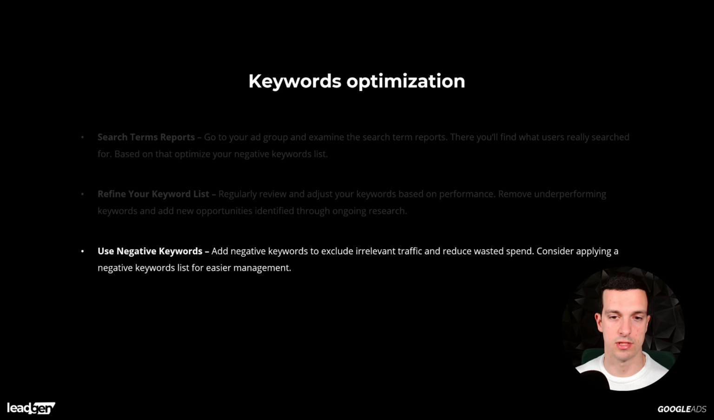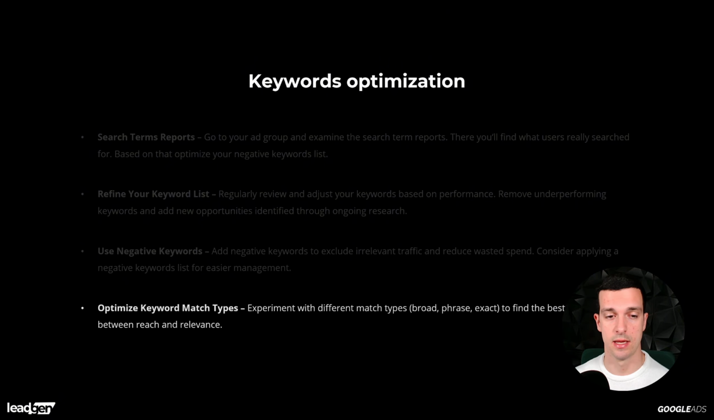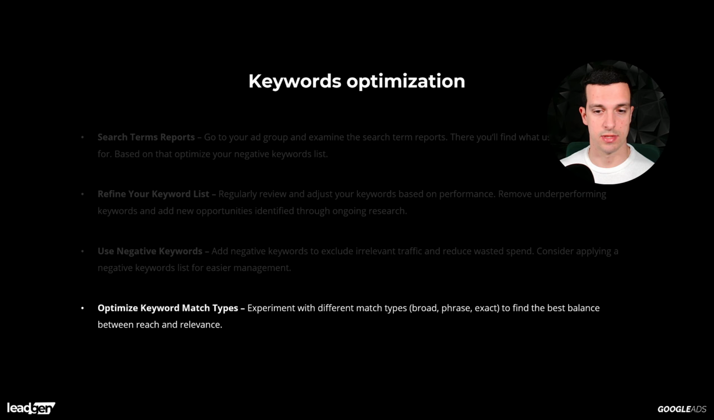Use negative keywords: add negative keywords to exclude irrelevant traffic and reduce wasted spend. Consider applying a negative keyword list for easier management. As we did in the last lesson, we applied the negative keyword lists. You want to name them right so you can apply them to different campaigns if you do more campaigns. Optimize keyword match types: experiment with different match types, broad, phrase, exact, to find the best balance between reach and relevance.